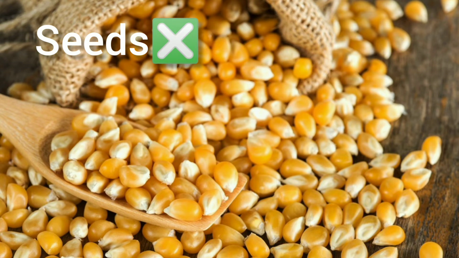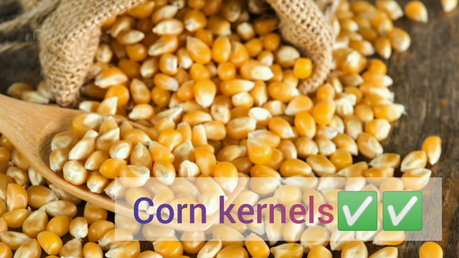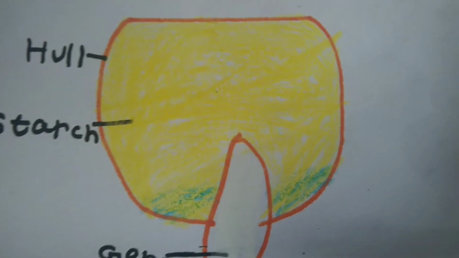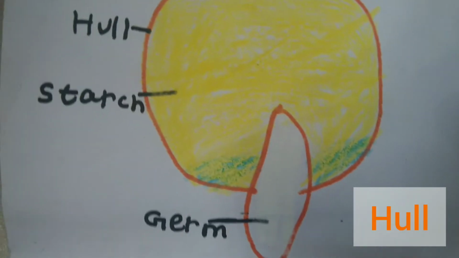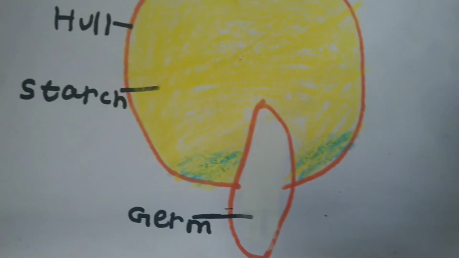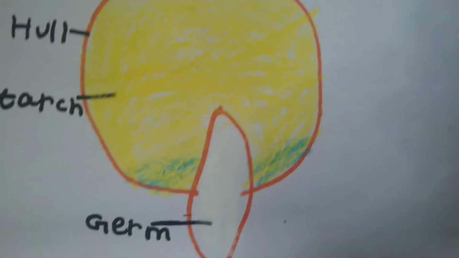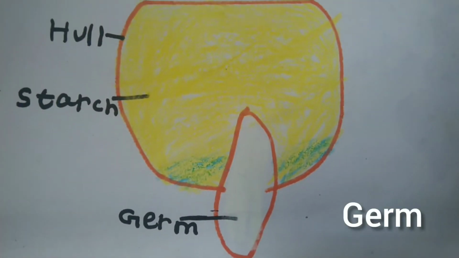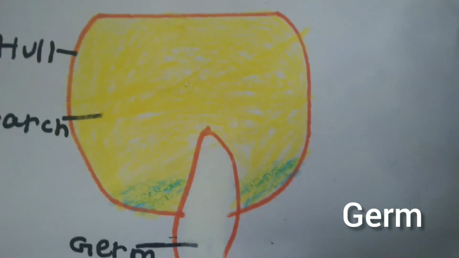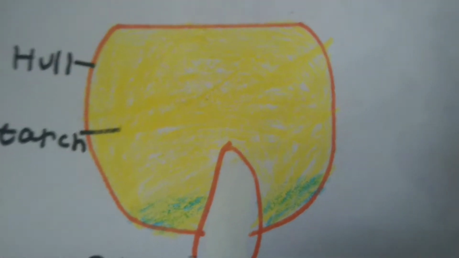You should not say seed. This is the corn kernel. Orange color is the hull. Yellow color is the starch. Red color is the germ. Those are the parts of a corn kernel.